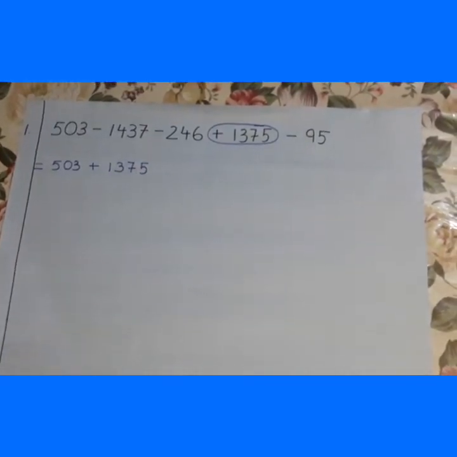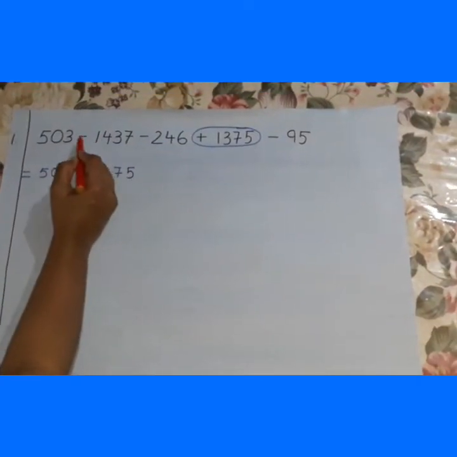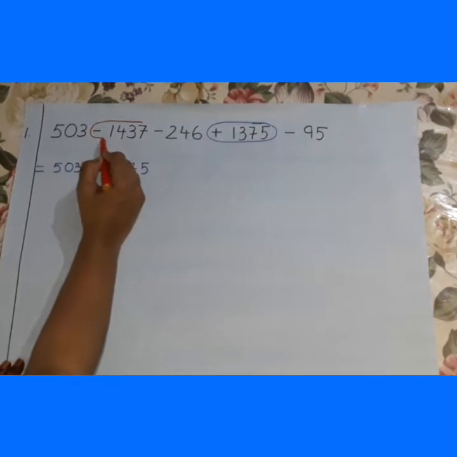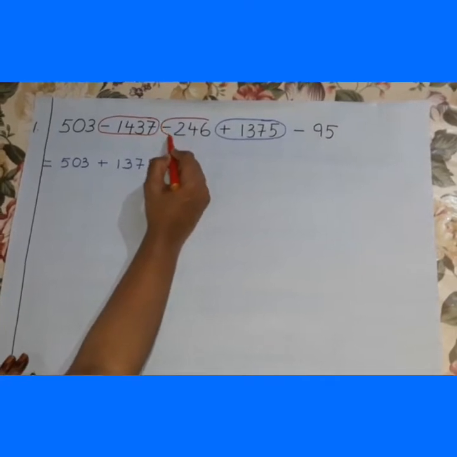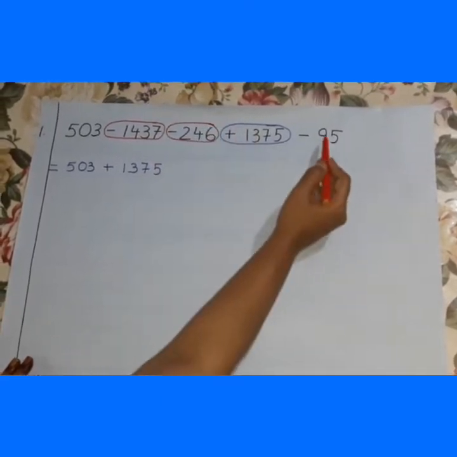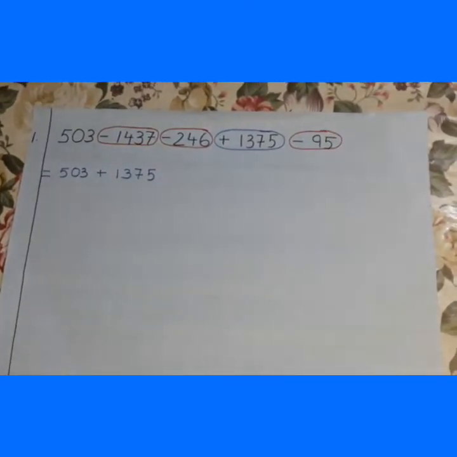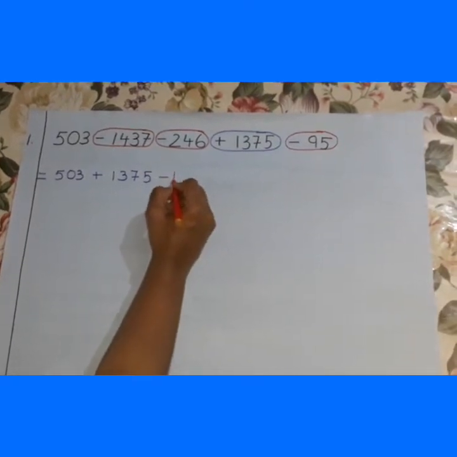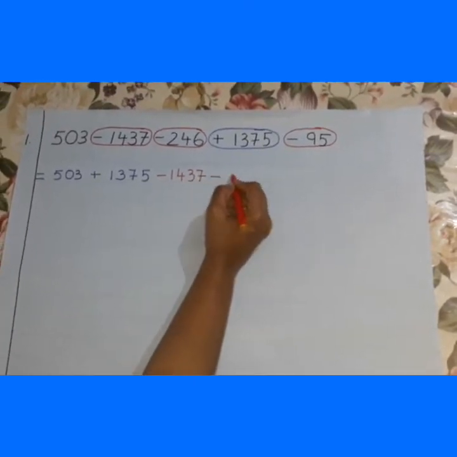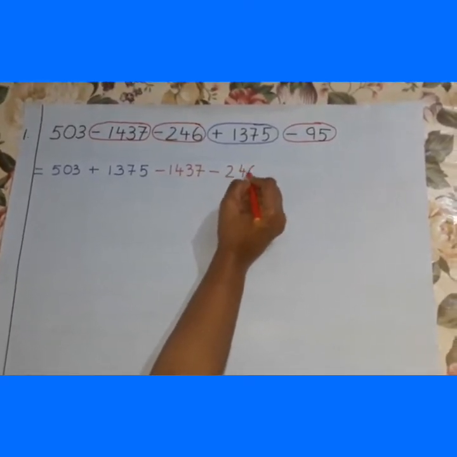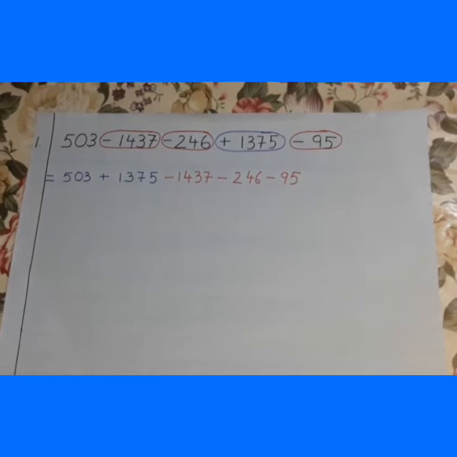Now, we have to put all the numbers with the minus sign together. This has a minus sign, so I will circle this. This number also has a minus sign, so I will circle this. Even this number has a minus sign, so I will circle this. Alright? And then, we will write all these numbers together. Minus 1437, minus 246, minus 95. I hope there is no confusion till here.